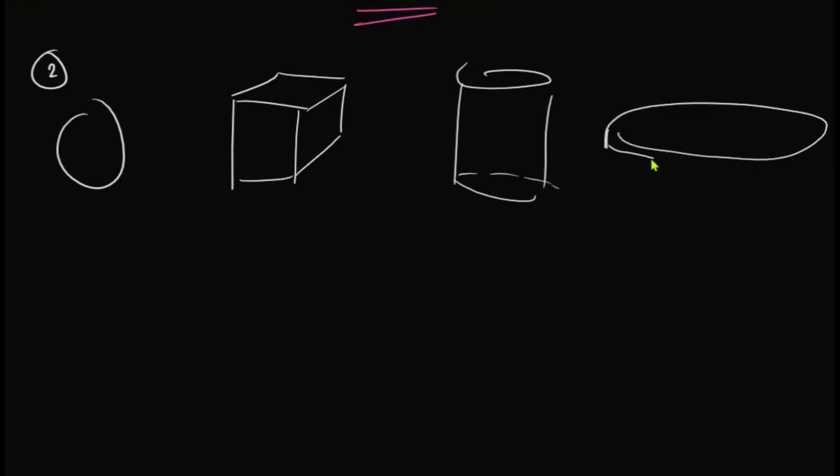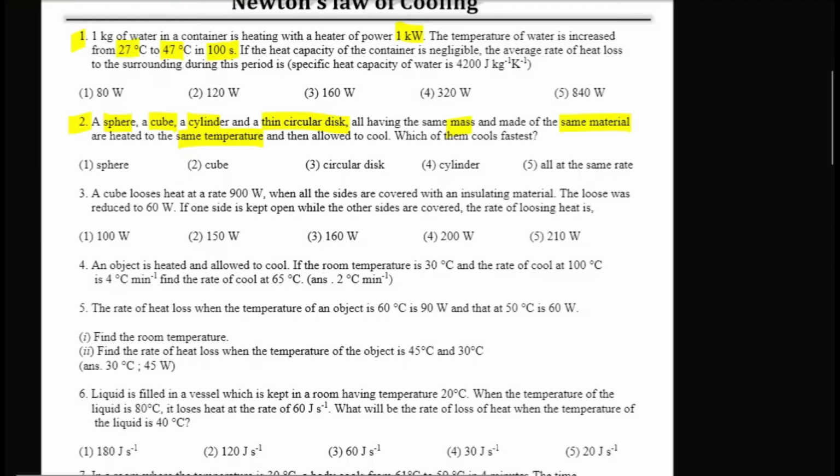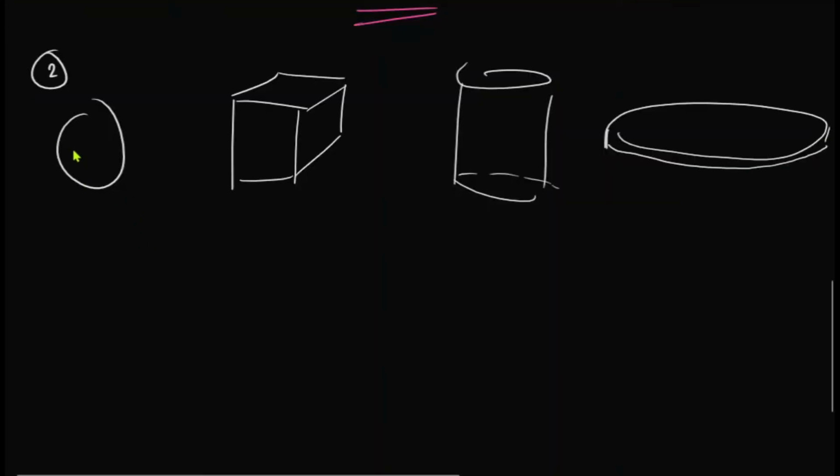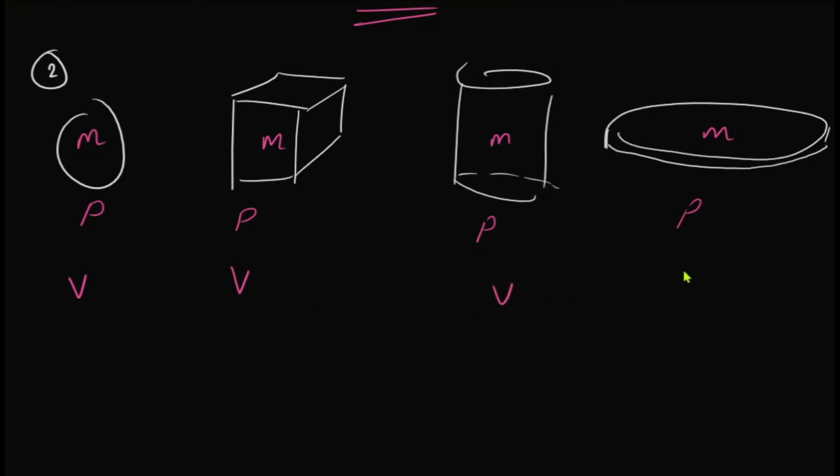So in that case, we need to see which cools faster. These are made out of the same material, so they have the same mass m and the same density. If they have the same mass and the same material, then they have the same volume.